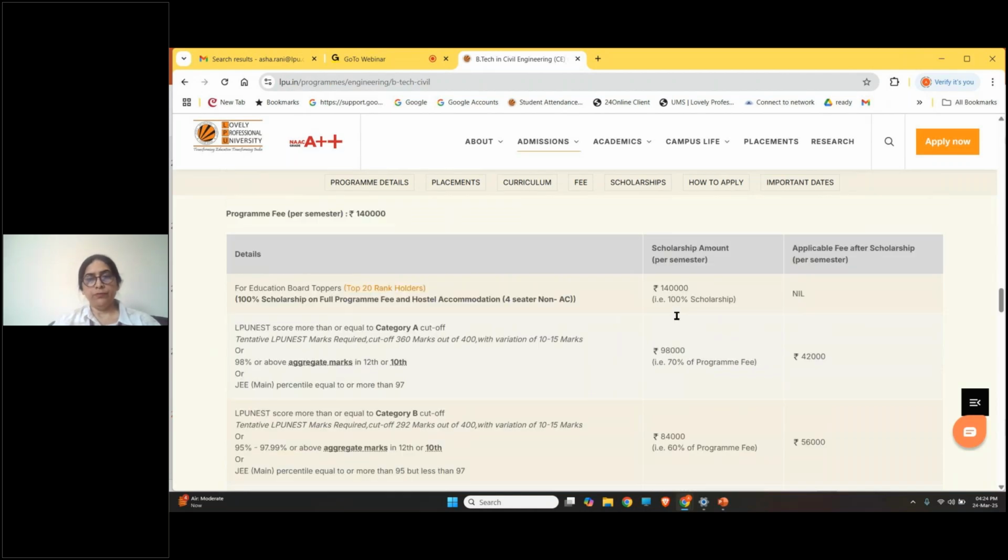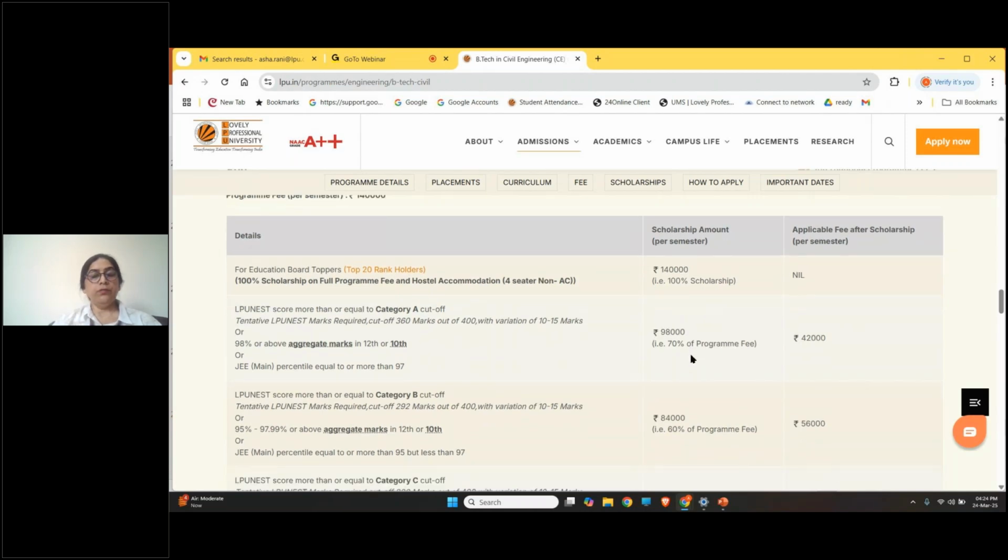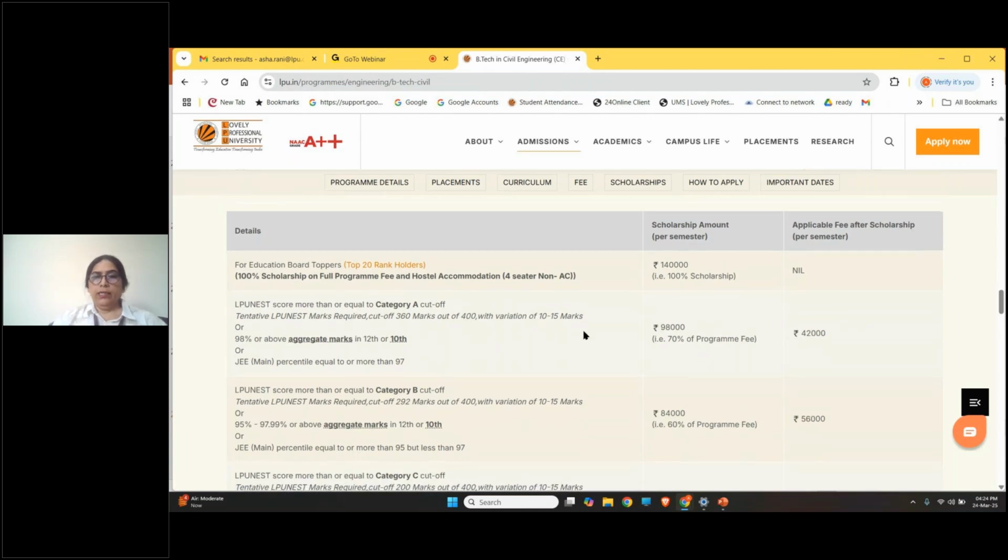Our program fee is 1,40,000. If you get very good marks in your LPU NEST, you can get a 98,000 per semester scholarship. And there is no condition to continue this scholarship. This scholarship will remain the same throughout your BTech. And if your percentage in 12th is 98 plus or more, even then you will get this 70% scholarship.